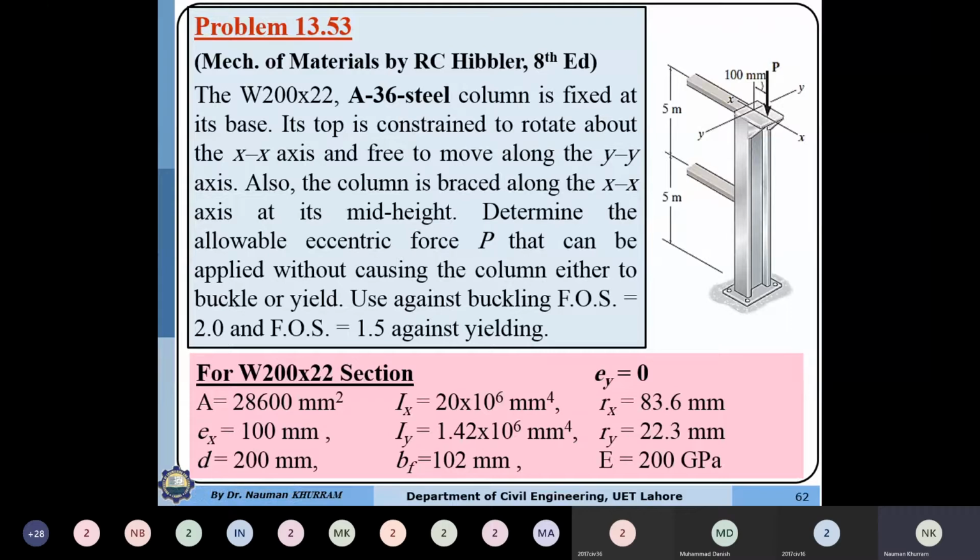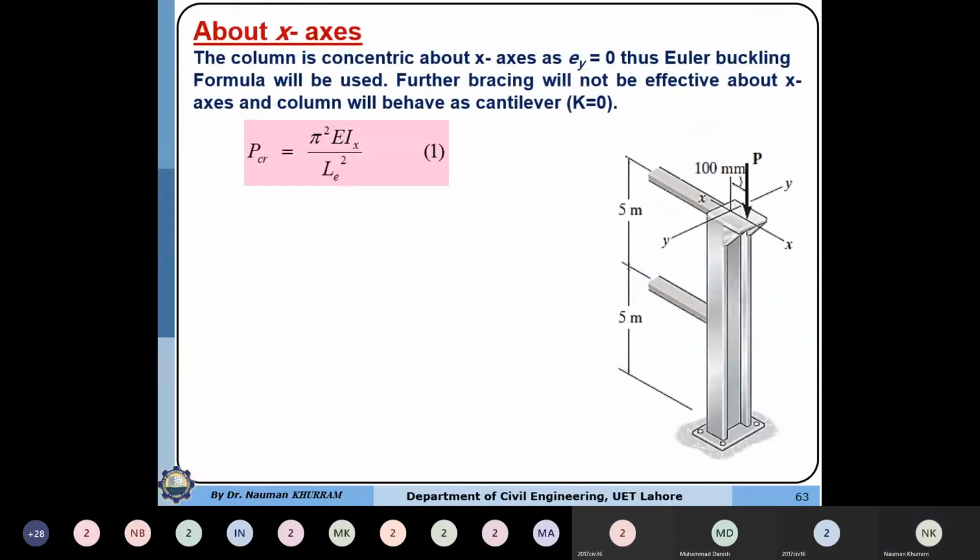Okay, now we have to solve this problem about the x-axis and also about the y-axis. First of all, I am going to solve this problem about the x-axis. About the x-axis, Ey is equal to 0. It means that this column is concentric about the x-axis. So about the x-axis, we have to use the Euler buckling formula because the column is concentric about the x-axis. Okay, it means that we are going to use this.